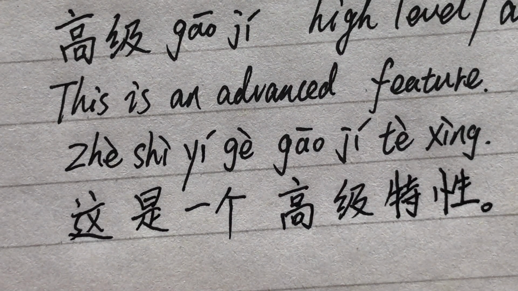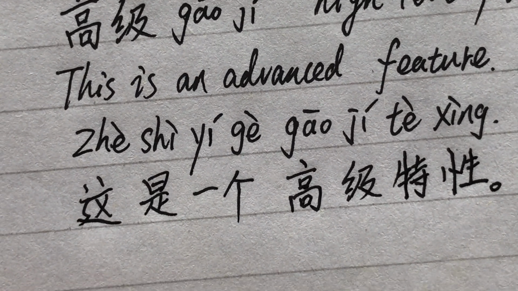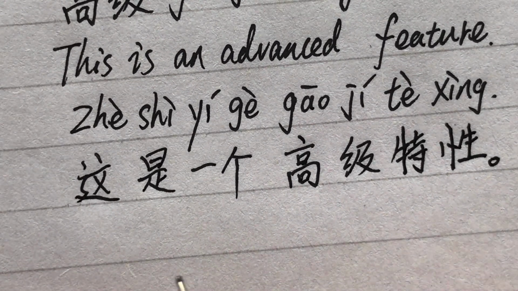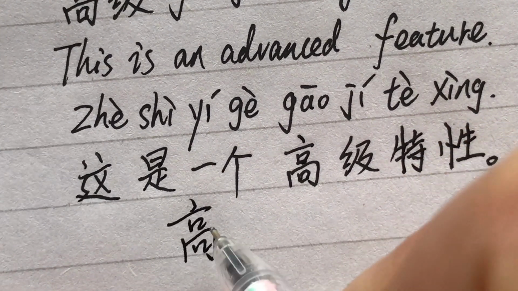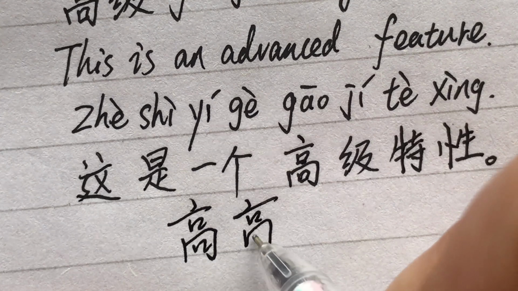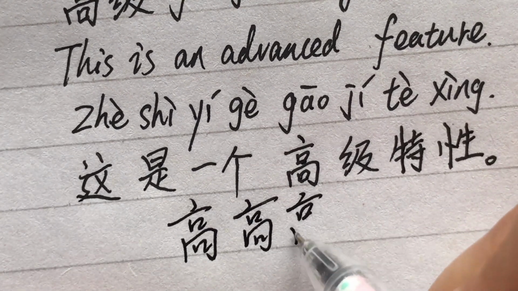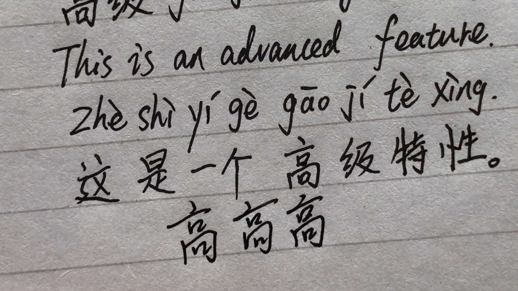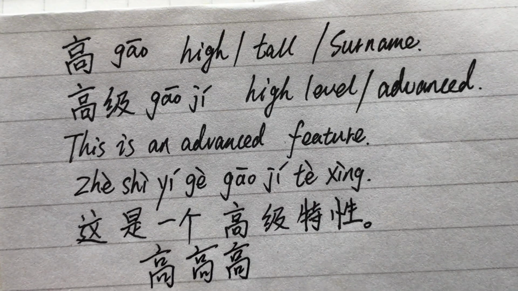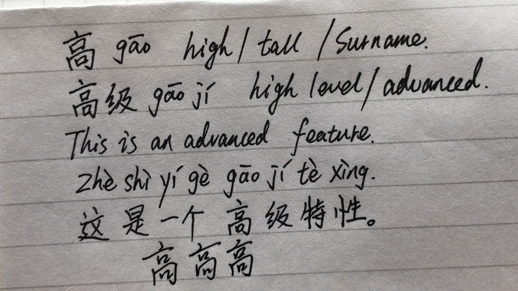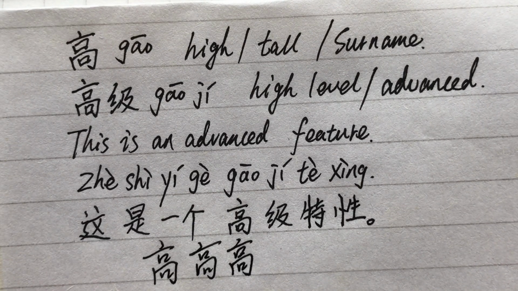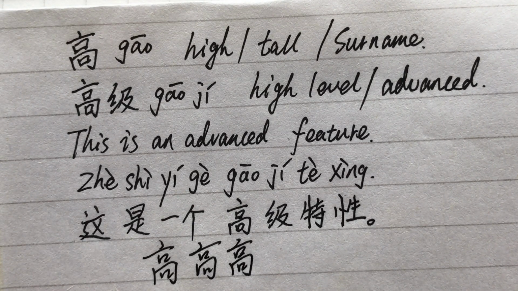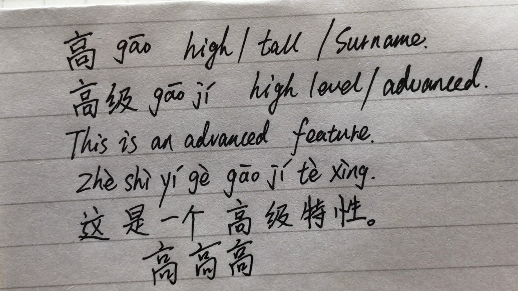这是一个高级特性。My casual handwriting on the character 高。高 high, tall, or surname 高。高级 high level, advanced. This is an advanced feature.